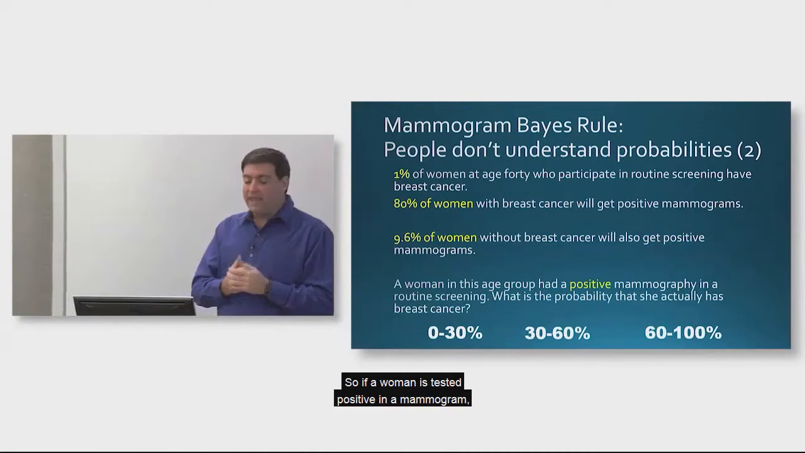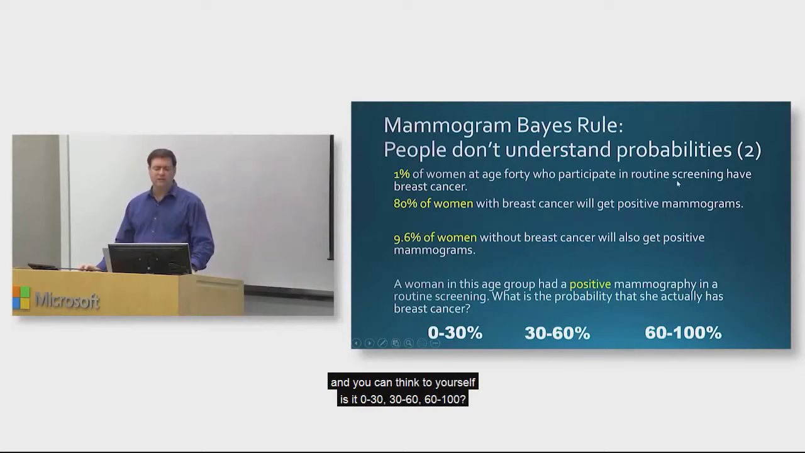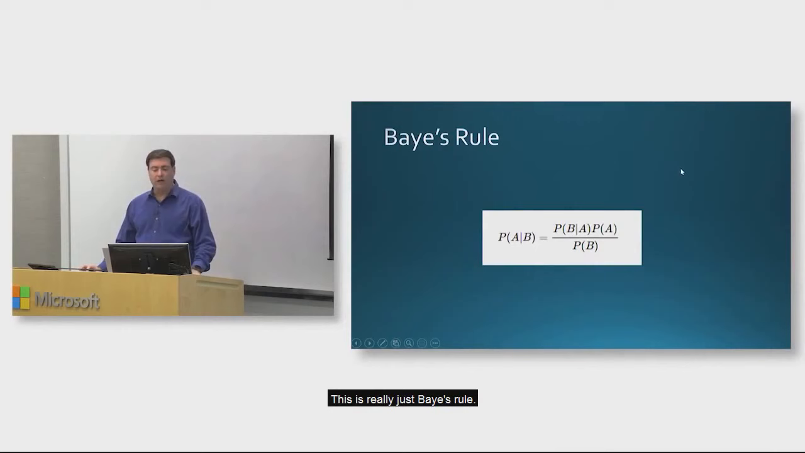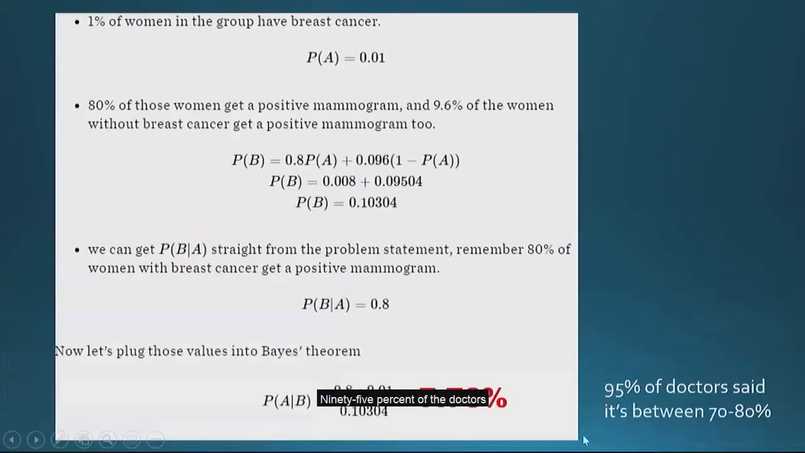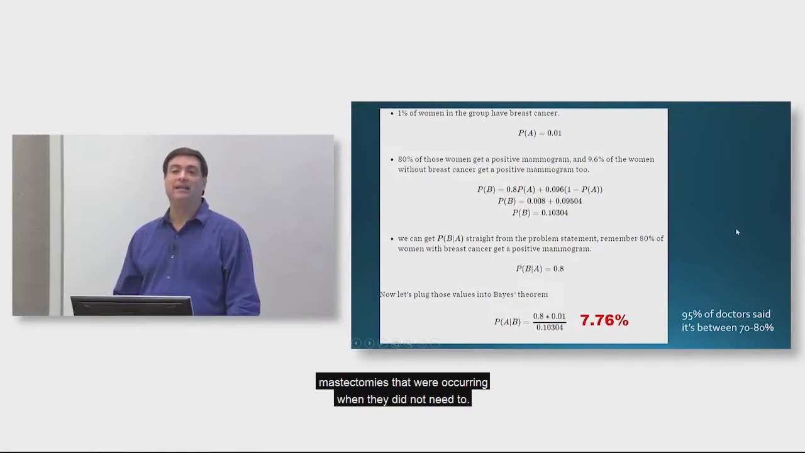So if a woman tests positive in the mammogram, what's the likelihood of her actually having cancer? Doctors were asked this. And you can kind of think to yourself, is it 0, 30, 60, 100? This is really just Bayes' rule. This is something from probability you can look at. And 95% of the doctors said it was between 70 and 80%, when the actual number is 7.76%. What was happening actually is that there were double mastectomies or mastectomies occurring when they did not need to, partly because it's like, oh, you've got a positive screening, we've got to do that.